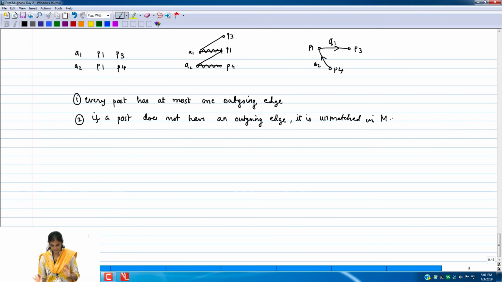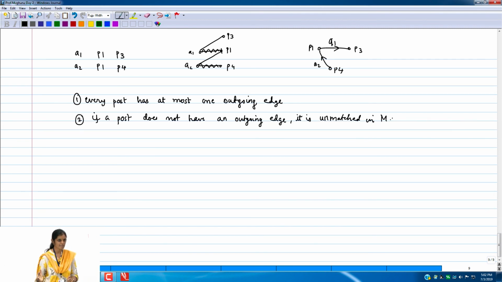One last question and we will stop here. We have not done the cheating strategies, we will do it tomorrow in the first class. But if a post is unmatched, what can you say a little more about that post? Remember, it is about popular matchings. There is something that we know about the post.